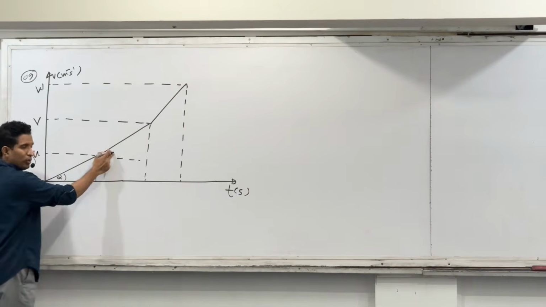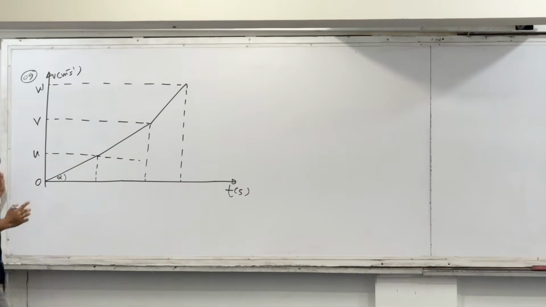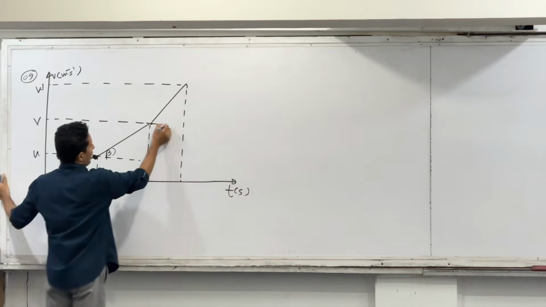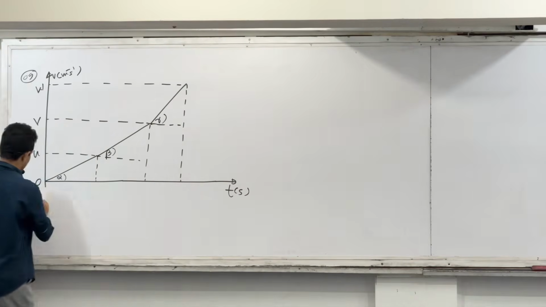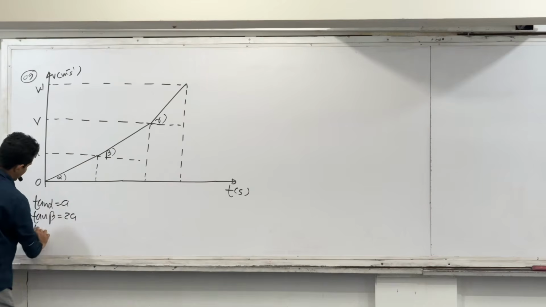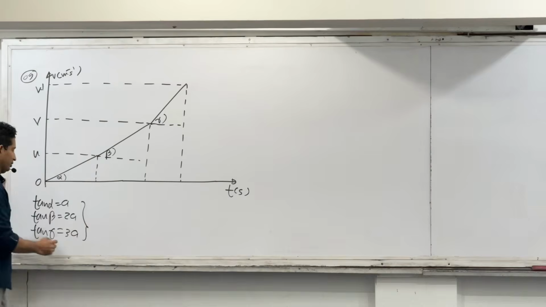And therefore, this is 2 alpha. No, right? The trigonometric ratios are not a linear relationship. When this is alpha, you can't take this as 2 alpha. Otherwise tan 60 is root 3, so tan 30 would have to be root 3 over 2. It's not like that. Alpha, beta, and now this is gamma. Now tan alpha equals a, tan beta equals 2a, and tan gamma equals 3a. These are accelerations.